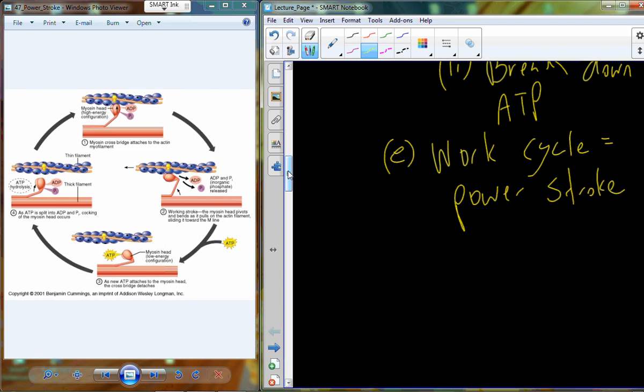Then the ADP and the inorganic phosphate, which is what's left over from the ATP that we've just broken apart, release, and we now have to go back to our low energy state. In the process of going from the high energy state to the low energy state, as the molecule goes back to that position, it actually pulls on the actin molecule. So we call this part right here, where we're actually moving the actin molecule as we shift from our high energy state attached to the actin to the low energy state free from the actin, the power stroke.